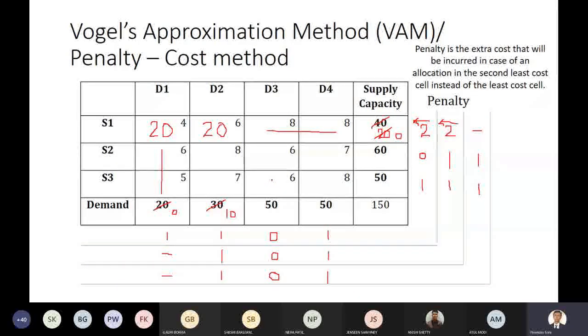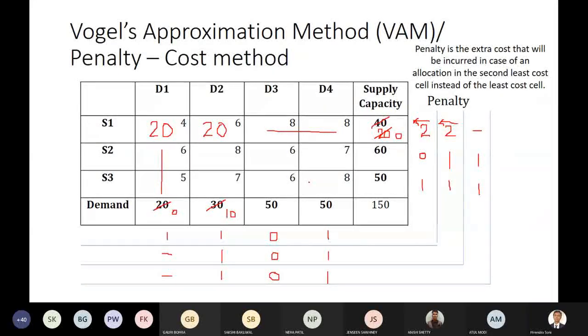Now, the same logic will be applied here also. In case I don't make an allocation here, 10 units will come here, but then the rest of the 50 units for this supply will come here, which is a higher cost cell. So it's always preferable, instead of making an allocation here, to make an allocation here so that the 50 doesn't go in this particular cell. Are we clear with this?